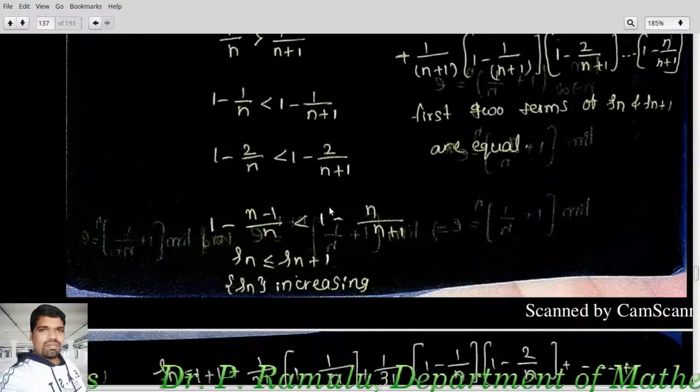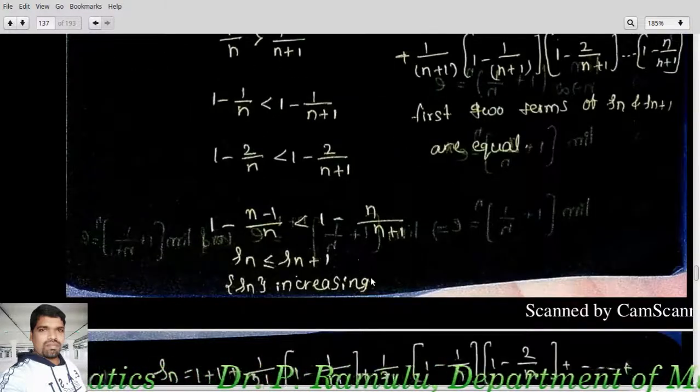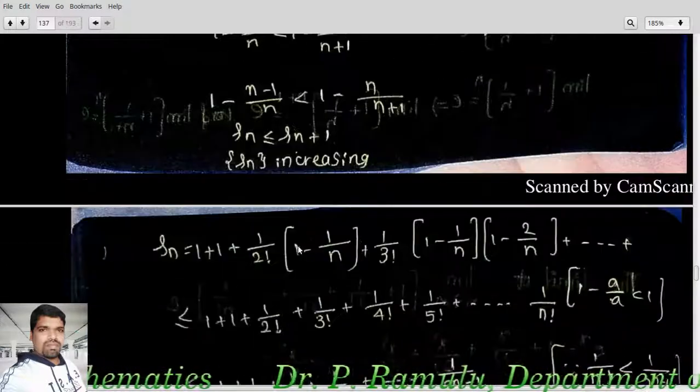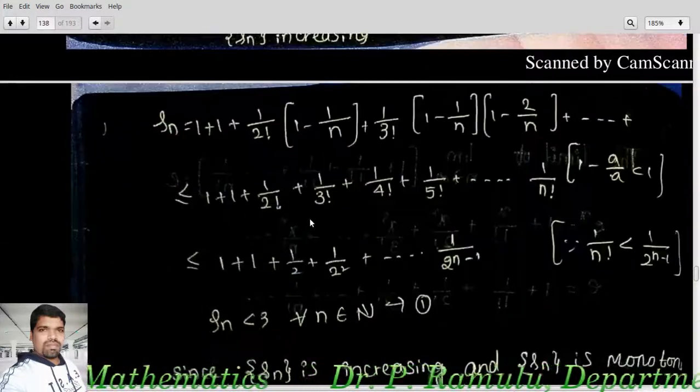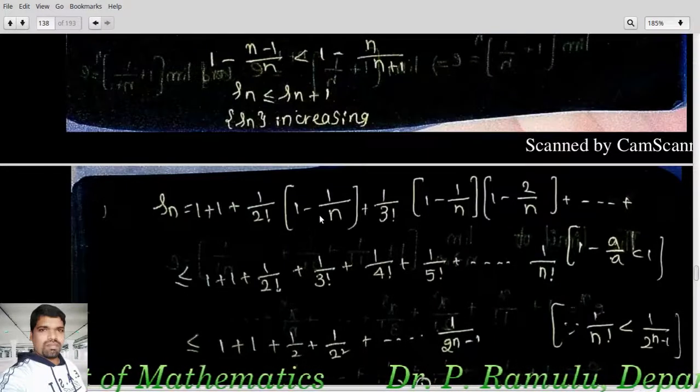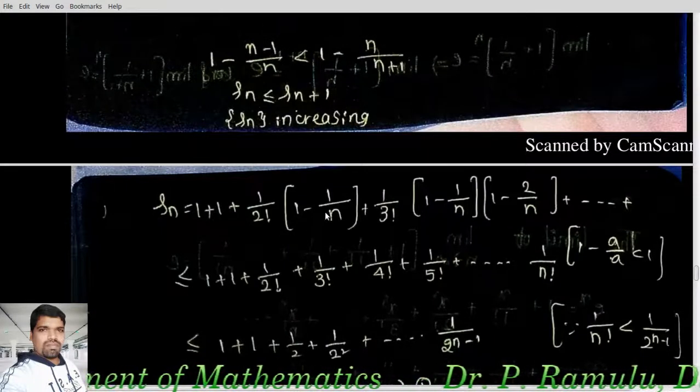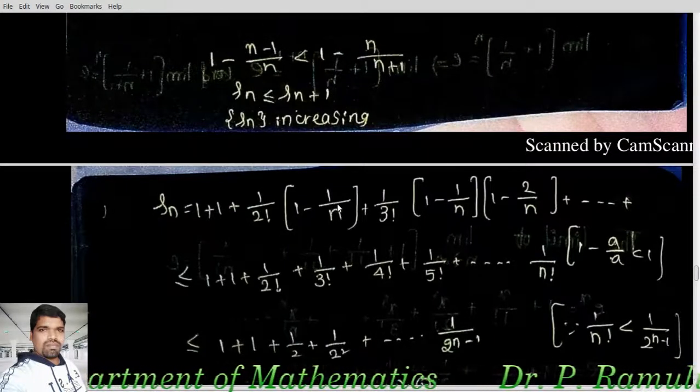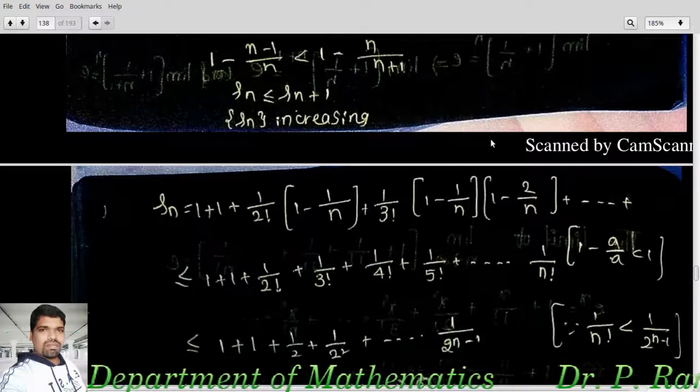Therefore, what you can say is Sn is less than or equal to Sn plus 1 for all n belonging to N, so Sn is increasing. Now, I showed that Sn is increasing, and the lower bound of Sn is S1. You can remember that S1 is less than or equal to Sn for all n belonging to N.